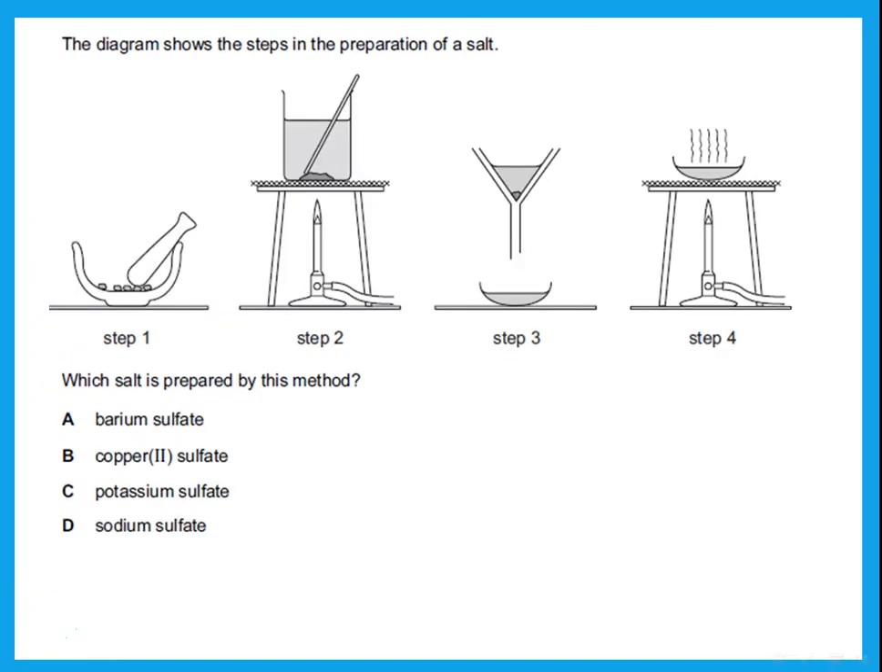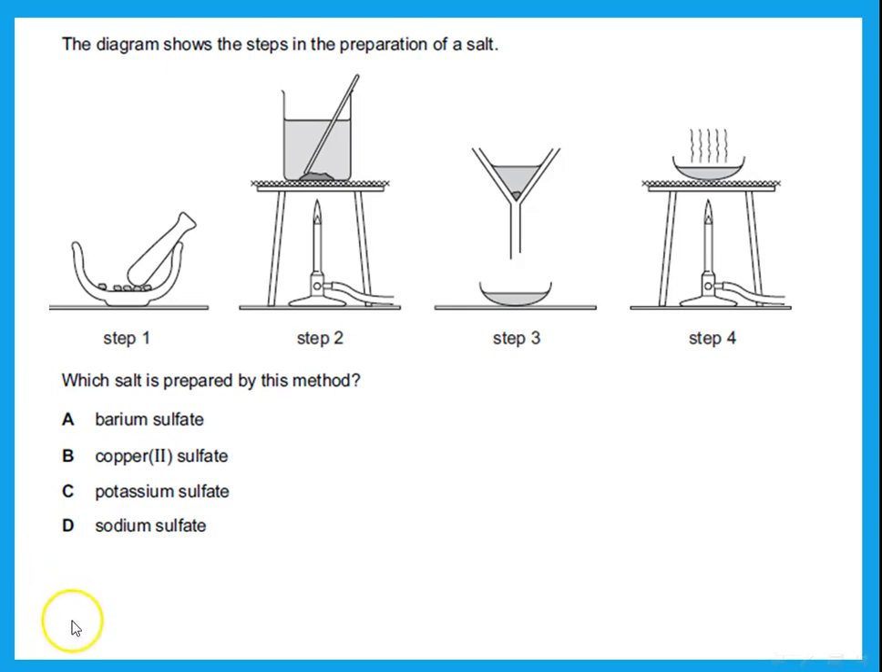Okay, so let's try this question. The diagram shows the steps in preparation of a salt. Which salt is prepared by this method? Let's take a look at which method he's doing. He's crushing something and then adding it to something in a beaker, and then he's filtering and taking the filtrate. So which method is this? It's definitely not titration. Titration would use a burette and a flask and things like that. Now, is it neutralization or precipitation? Remember that in neutralization I take the filtrate. In precipitation I take the residue that is in the funnel. So this is obviously a neutralization reaction.